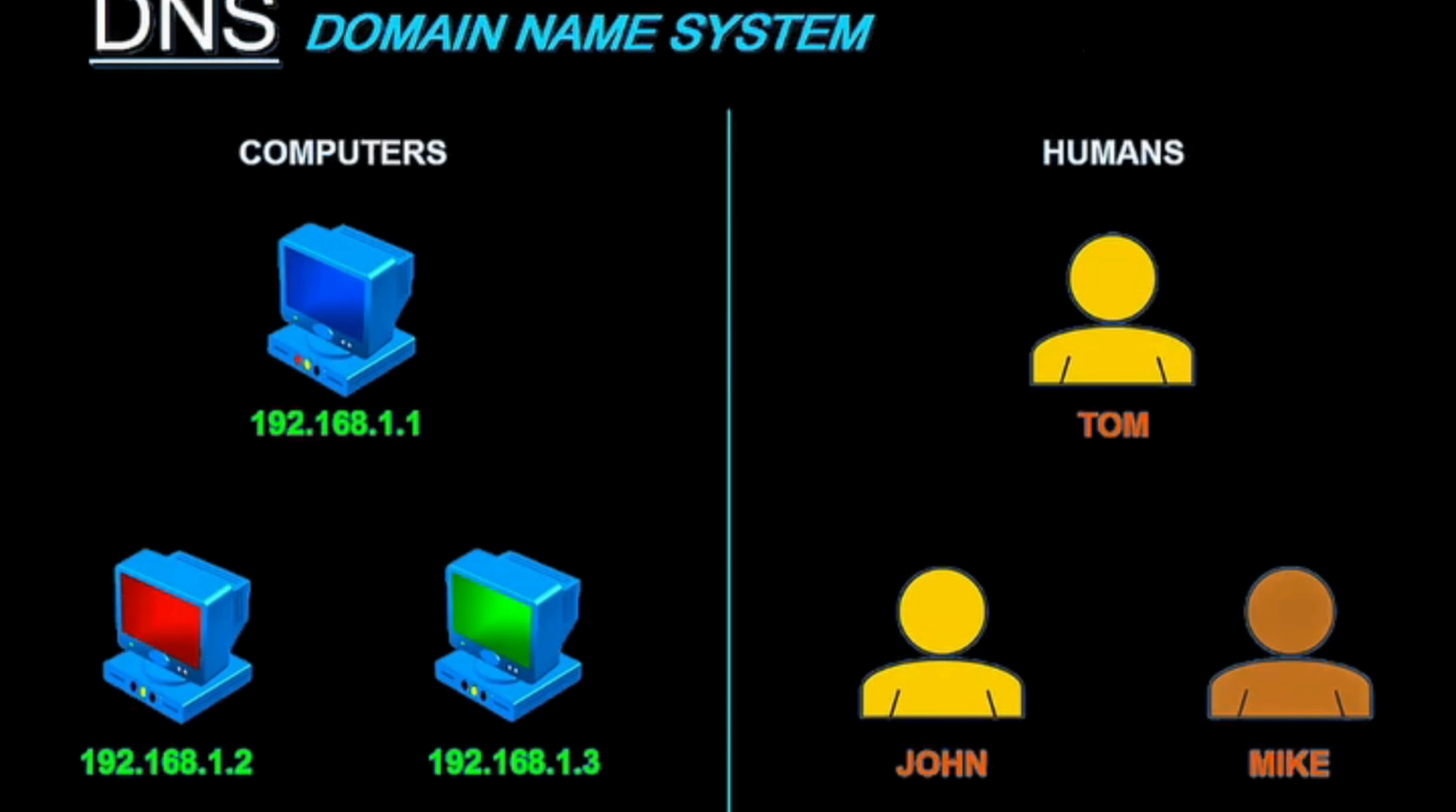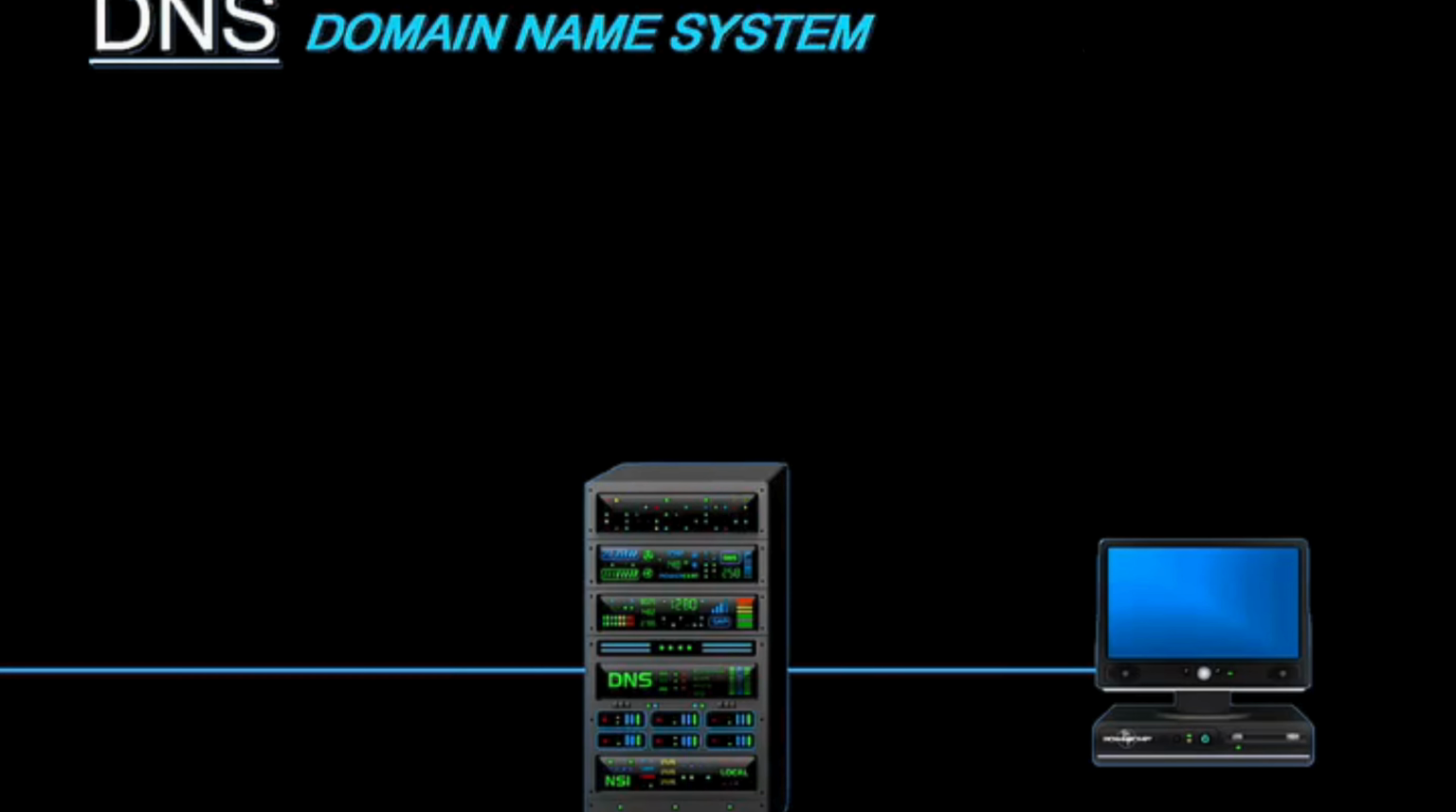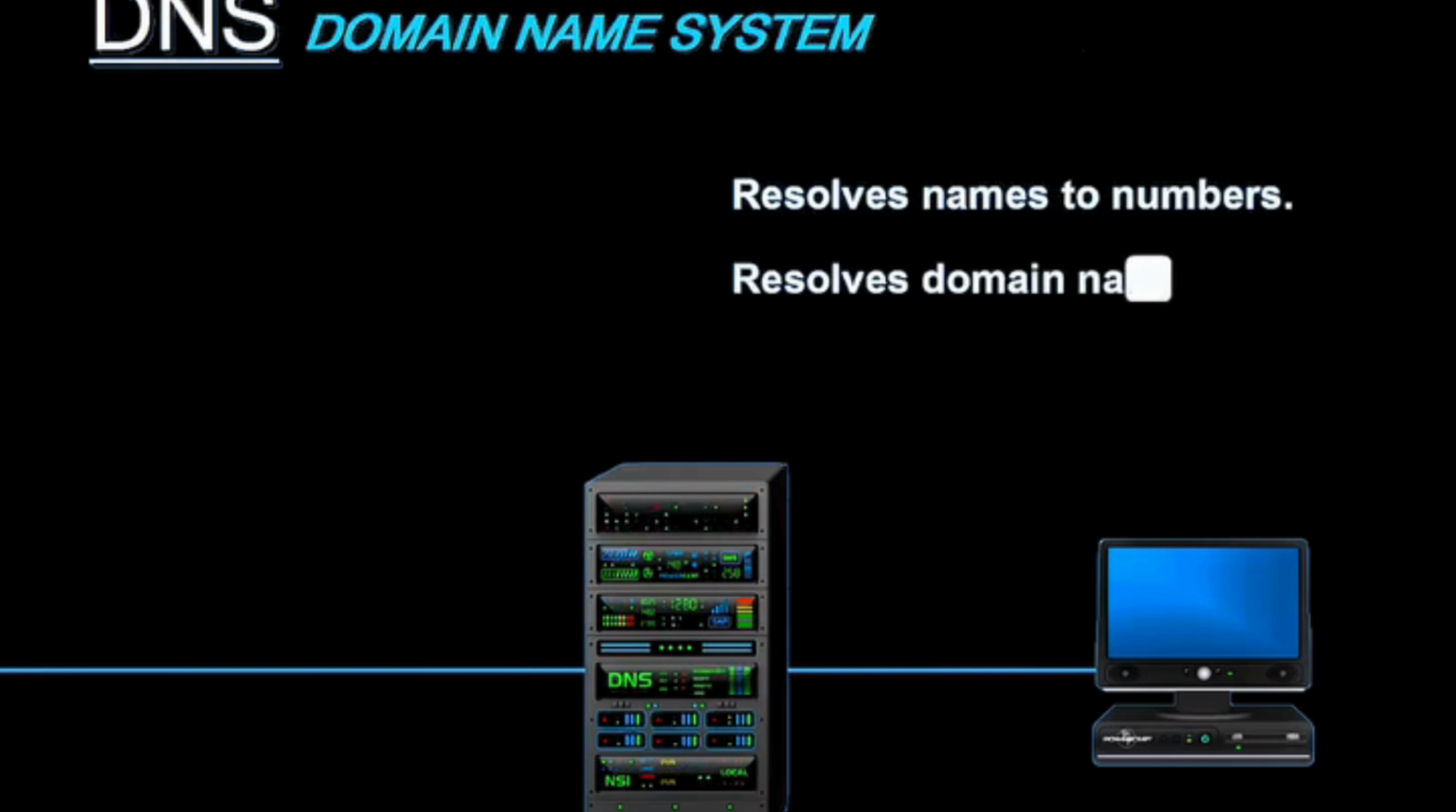Whether it's talking directly to another person or identifying a country, place, or thing, humans identify with names instead of numbers. So in order to bridge the communication gap between computers and humans and make the communication a lot easier, networking engineers developed DNS. And DNS stands for Domain Name System. And DNS resolves names to numbers. To be more specific, it resolves domain names to IP addresses.